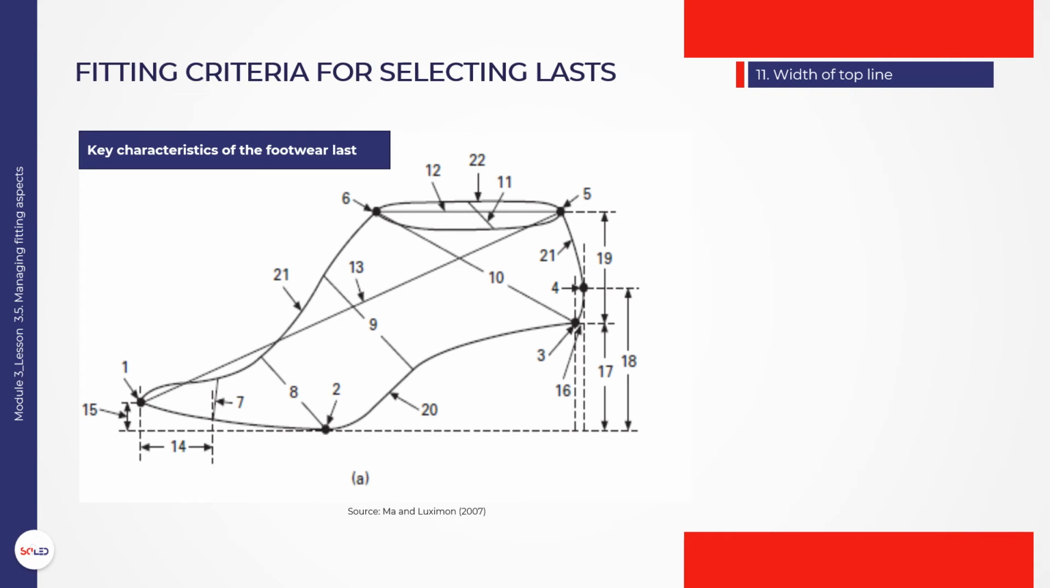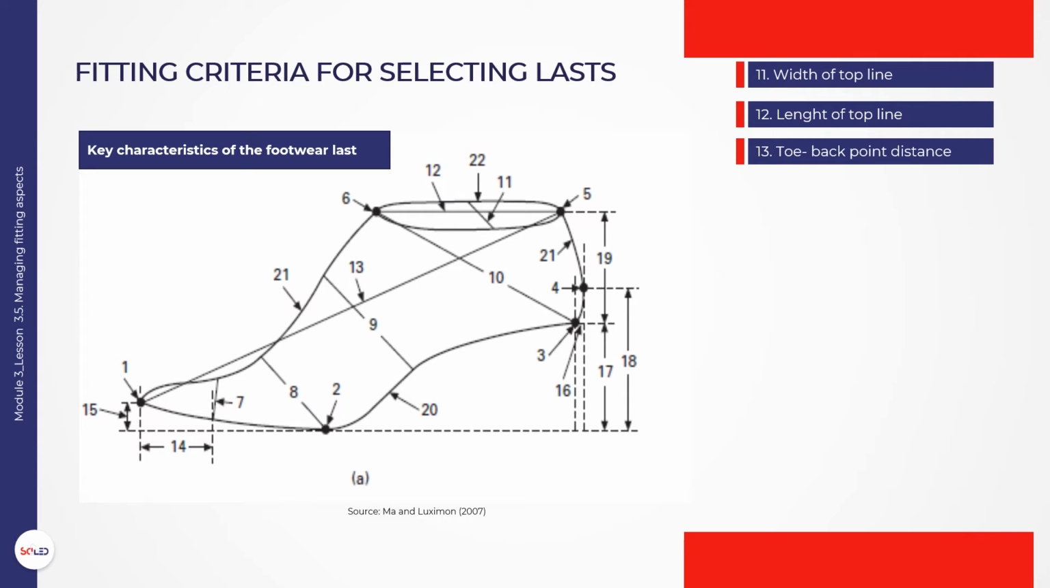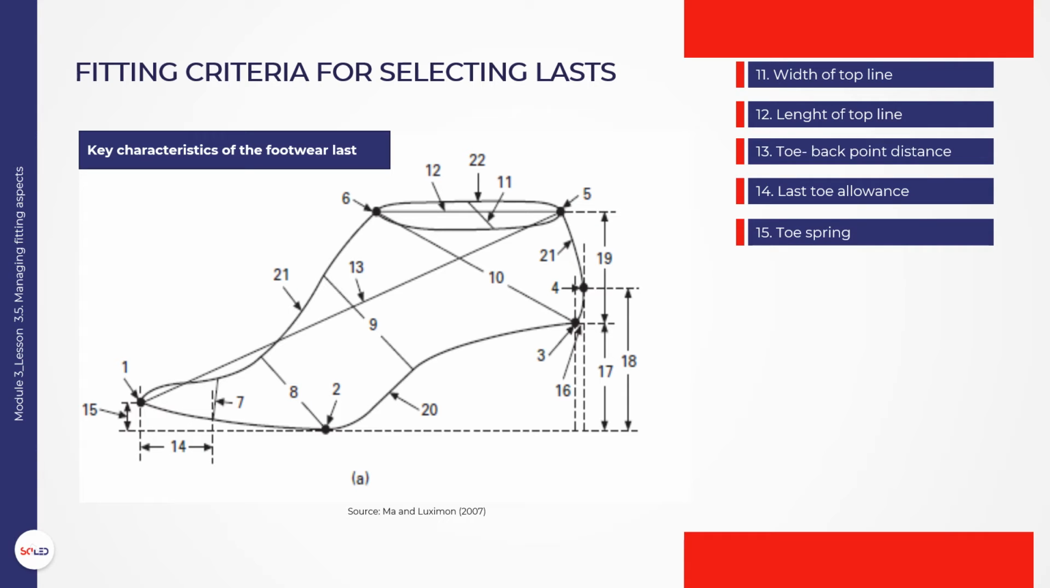11. Width of top line. 12. Length of top line. 13. Distance from the toe end point to back point of the top line. 14. Last toe allowance. The distance from big toe tip point to the front point of the shoe last bottom, 1. 15. Toe spring. The vertical height between the front point of the shoe last bottom, 1, and the ground plane.